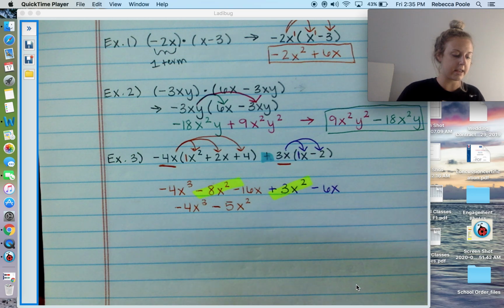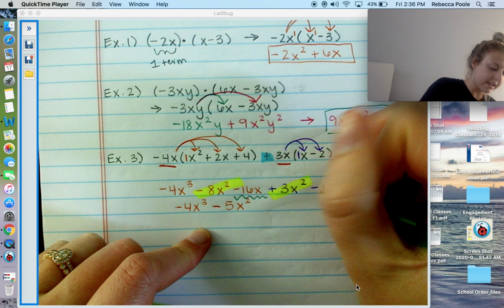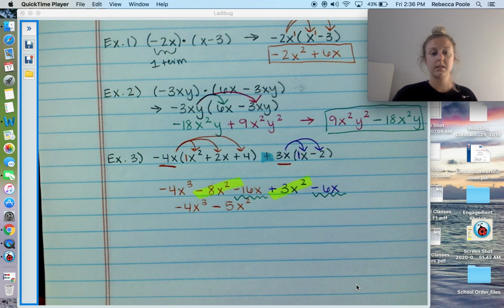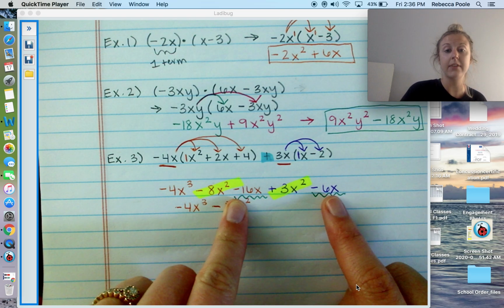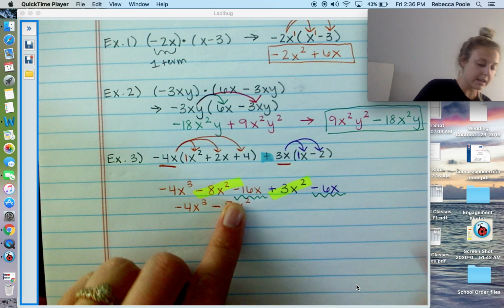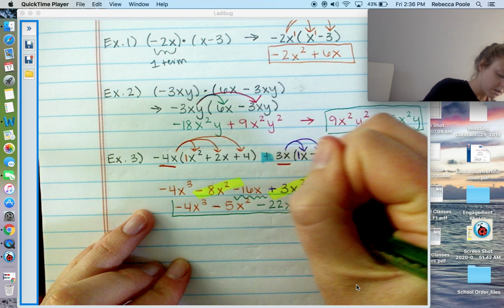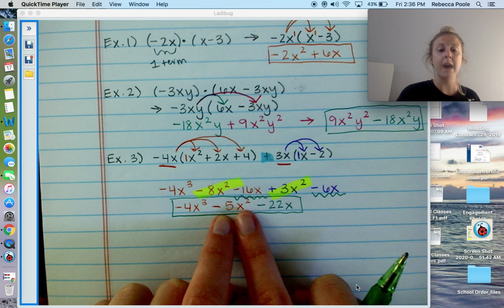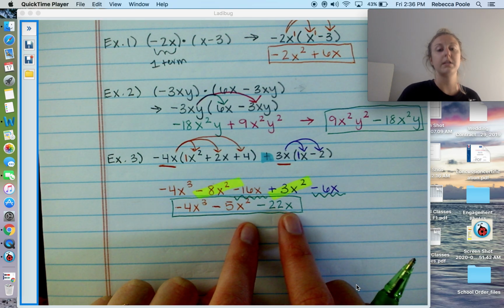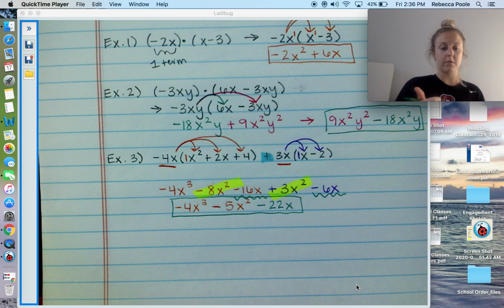Now, take a look at this. Let me get a different color. We have negative 16x and negative 6x. So those have the same sign, which means we can add them. So 16 plus 6 gives me 22, and it's going to stay negative. All right, so my answer here is negative 4x cubed minus 5x squared minus 22x. So we distributed our monomials first, then we combined like terms and made sure it was written in standard form. Okay?